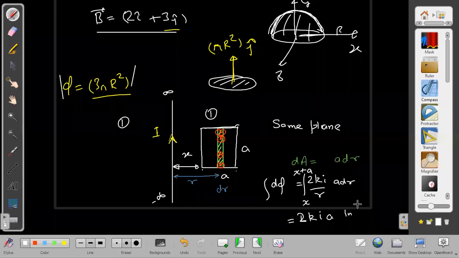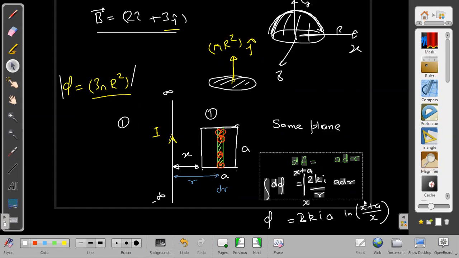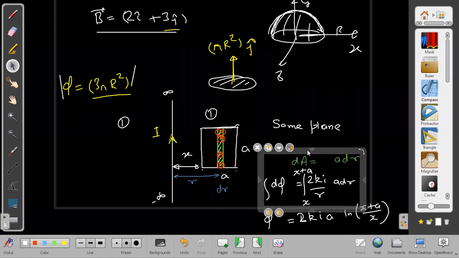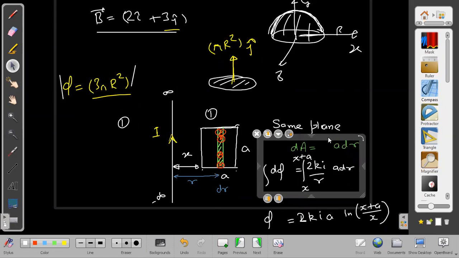So I think log of x plus a by x. Is this what you told, or something else? This only, sir. Then exactly right, this only we should be getting. Those who are getting this, they got it right already. This is what we should be getting.